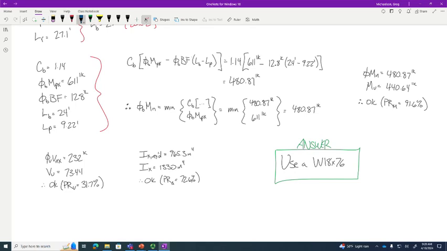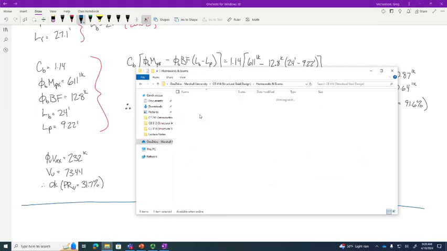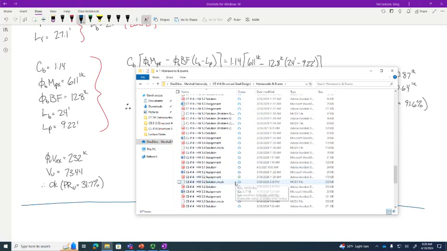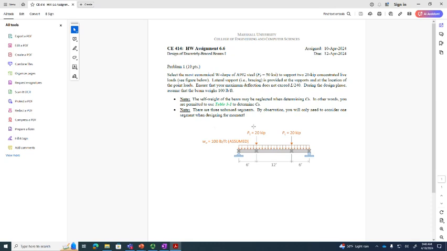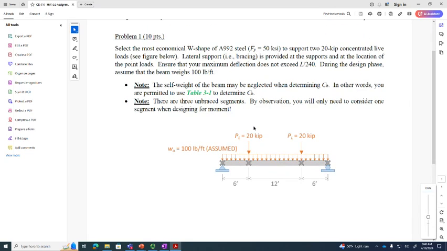All right, I want to introduce this idea of high CV values today, but just to make sure we're all on the same page, I'm giving you a homework today, and I think this is 6.6. So here's the problem that I'm giving you. I'm giving you the beam. The only dead load on the beam is the self-weight. The live load is these two 20 kip point loads right here.